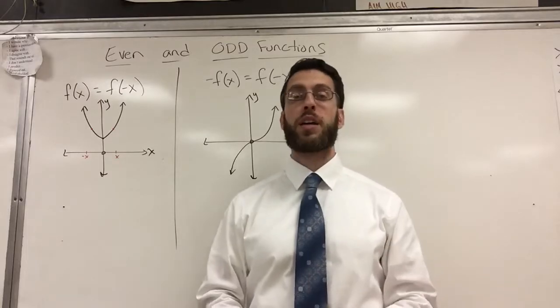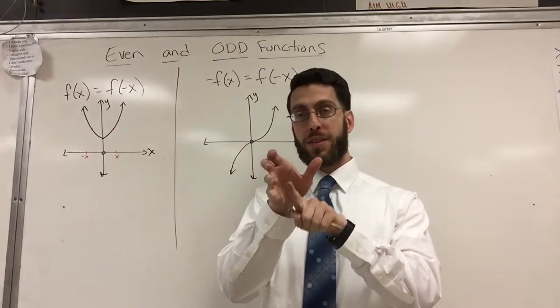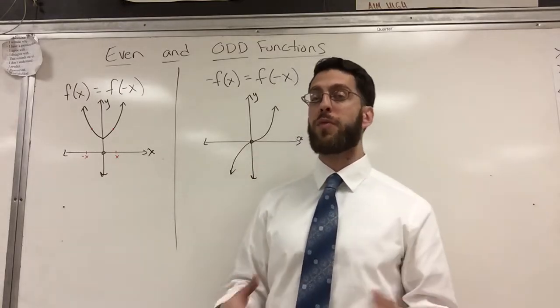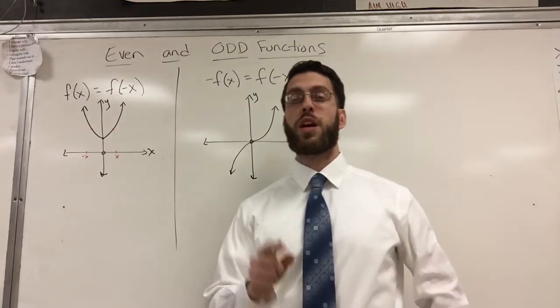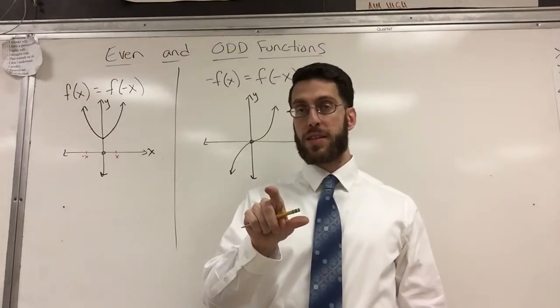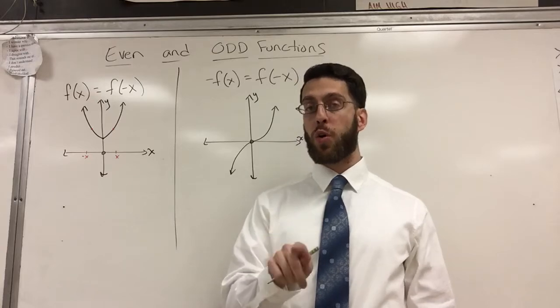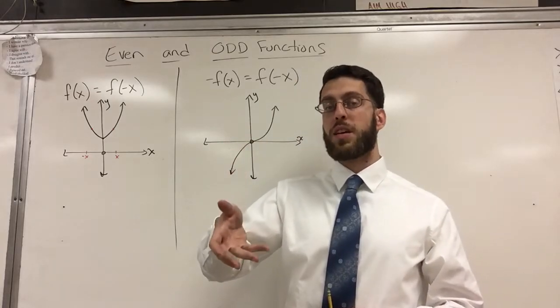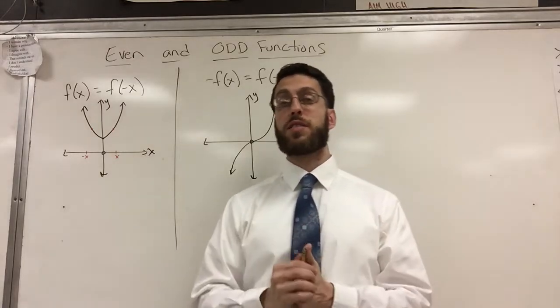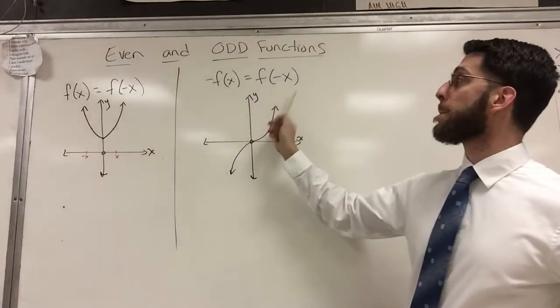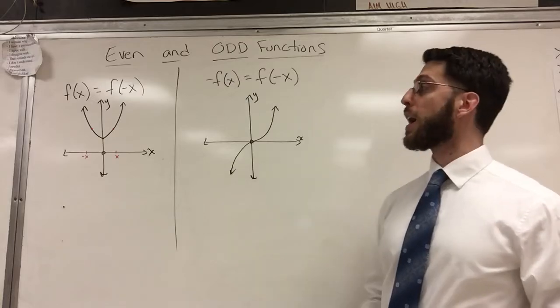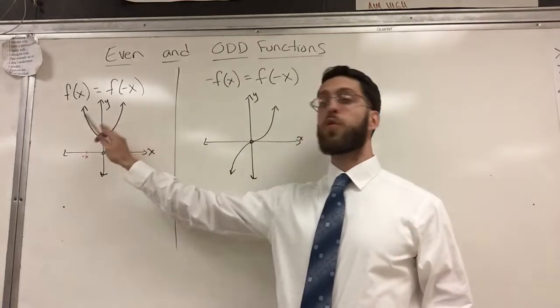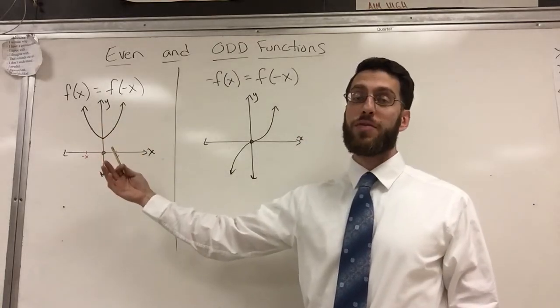All right, remember that. It's a rotation about the center, and the center of a graph would be called the origin. So if a graph has symmetry through the origin, meaning if I spin that graph upside down and it looks exactly the same, then it is considered an odd function. And if it has symmetry just over the y-axis, it's considered an even function.